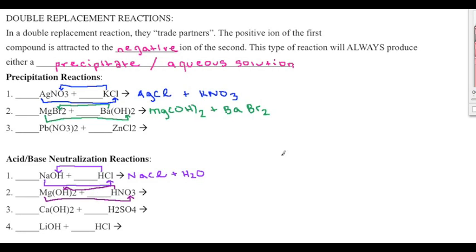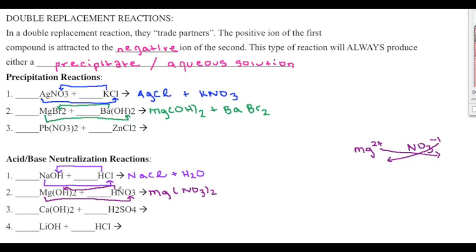And just for your benefit, I'm going to one last time show my crossing of my charges. So magnesium has a 2+ charge. NO3, nitrate, has a -1 charge. So I'm going to cross my charges, and what I end up with for one of my products is just going to be Mg. Remember, since I have 2 of them, my NO3 has to be in parentheses, Mg(NO3)2.